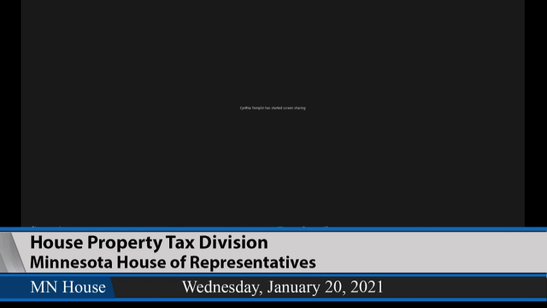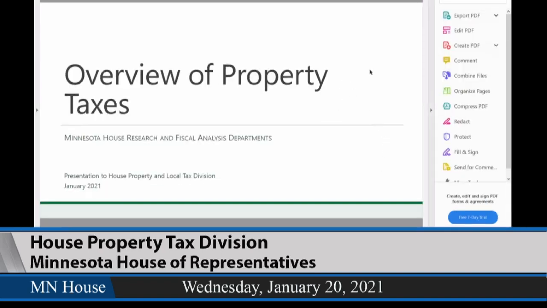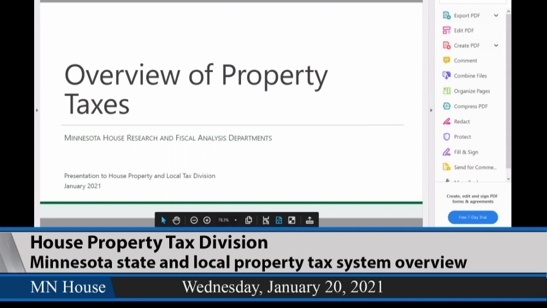The main agenda item for today is the House Research and House Fiscal Staff Overview presentation of the Minnesota property tax system. This is going to include many of the different timelines that property taxes entail, as well as different property tax credits and state aid programs. We're going to take some breaks in between the presentations so folks can ask questions in certain issue areas. So I'll start out with Ms. Schill. Could you please introduce yourself and start whenever you are ready?